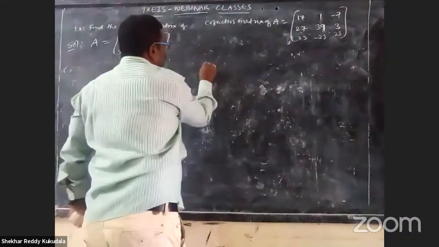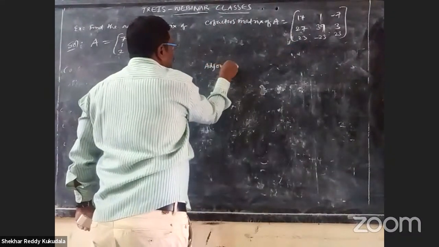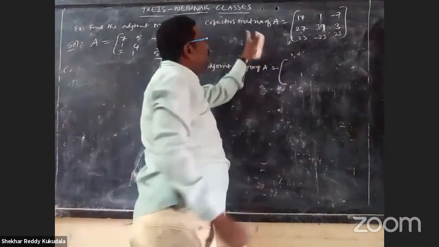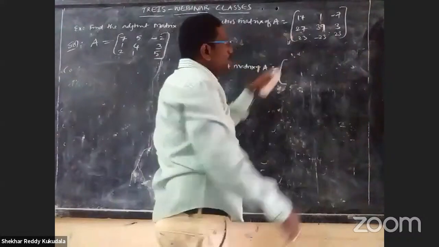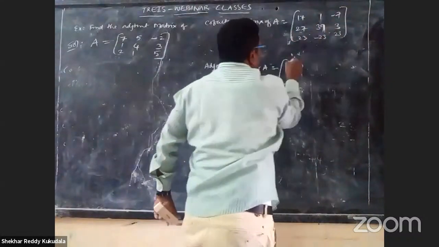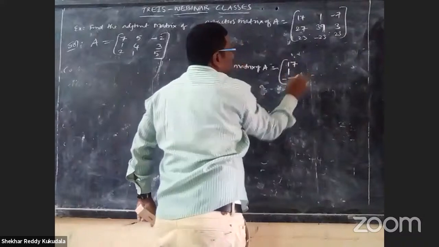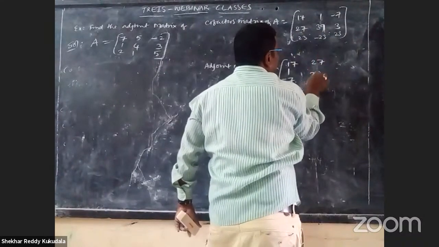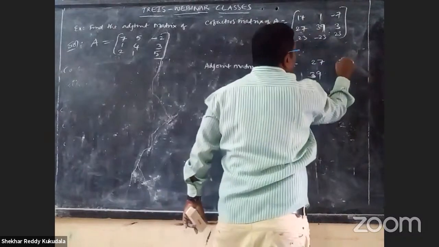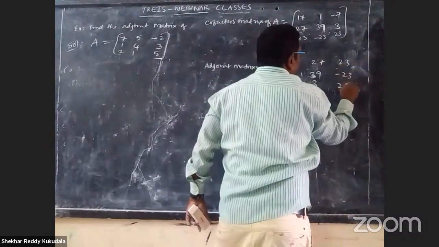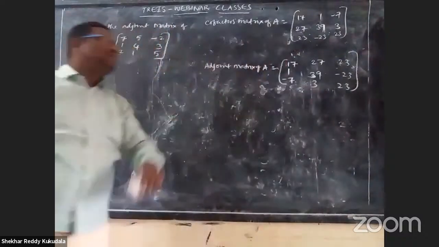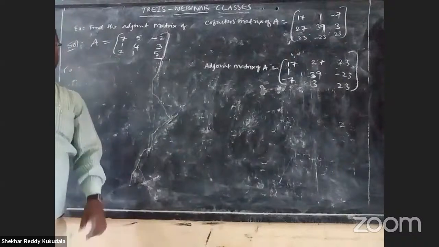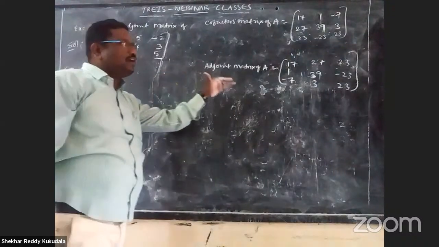Next, the adjoint matrix. The adjoint matrix of A is equal to the cofactors matrix transpose. So the first row is to be written as the first column, the second row as the second column, the third row as the third column. This is called the adjoint matrix of capital A. I hope the concept is clear.